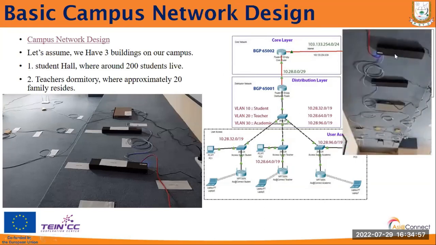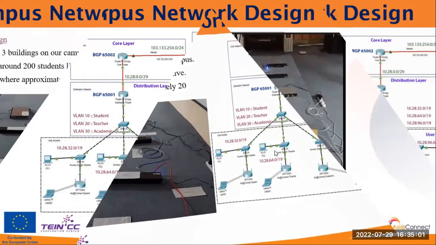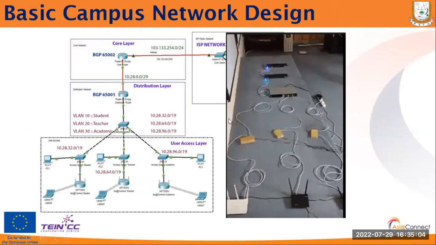Actually, this is the diagram of the physical network. Here you can see a physical diagram and a logical diagram. Here you can see the core layer. This is the core layer. Here you can see the distribution layer. This is the distribution layer, and here you can see the user layer. This switch is the unmanaged switch. This switch and this router are the user access layer.